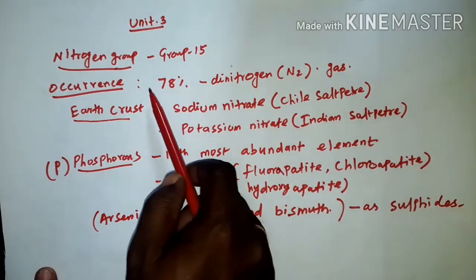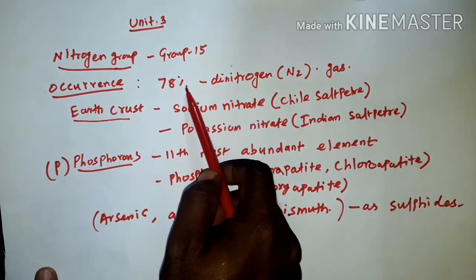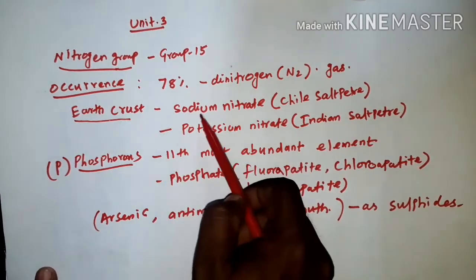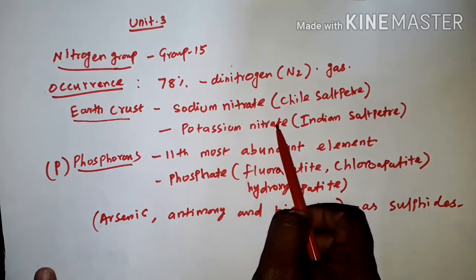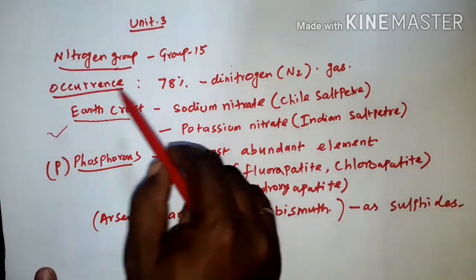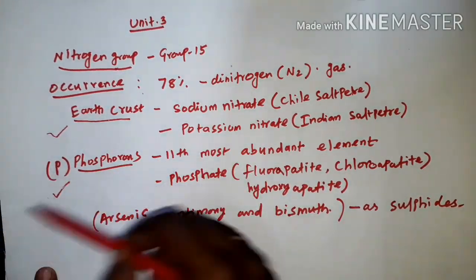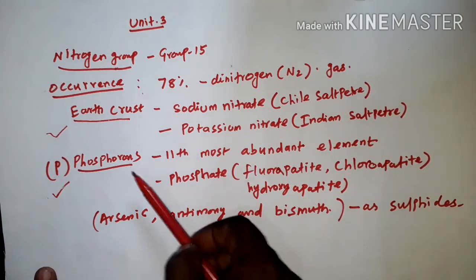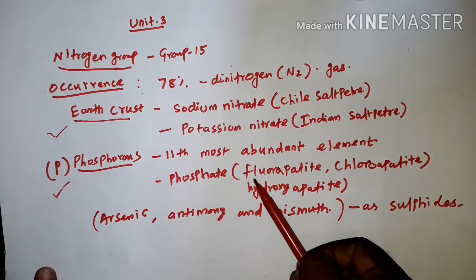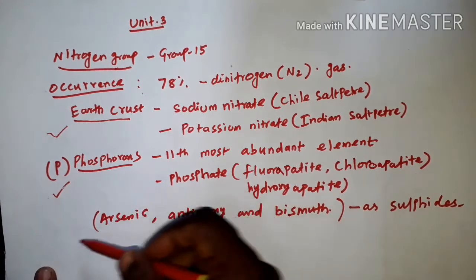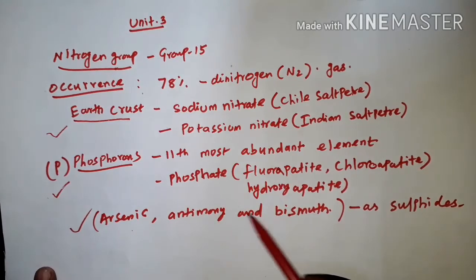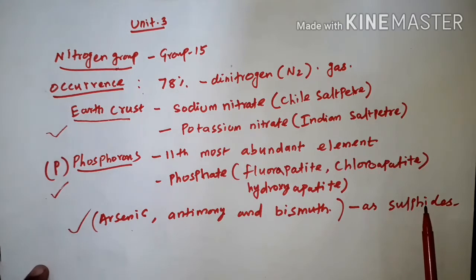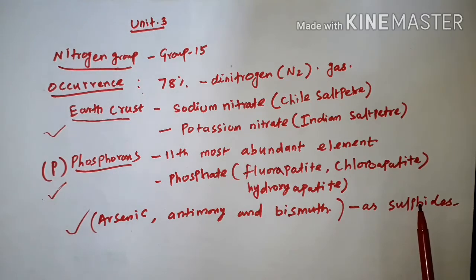So occurrence of nitrogen: 78% of the earth's atmosphere contains dinitrogen gas. In the earth crust, it is available as sodium nitrate and potassium nitrate. Second is occurrence of phosphorus. Phosphorus is the 11th most abundant element. It is available in the earth as phosphate. And the other three elements, arsenic, antimony and bismuth, are available as sulfides. Clear? So this is the occurrence of group 15 elements.